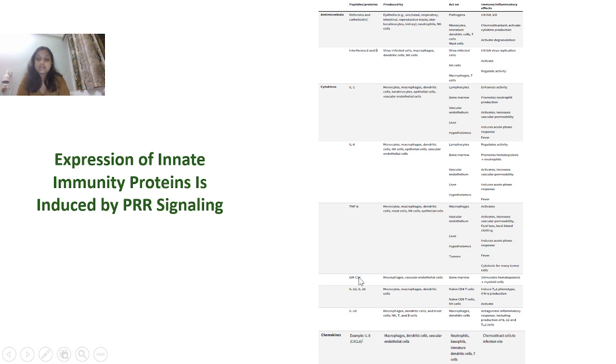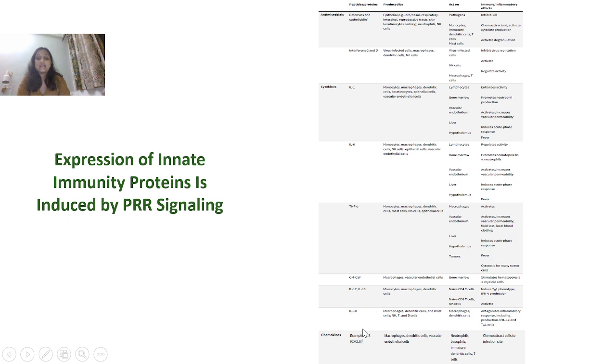Then GM-CSF is a granulocyte monocyte colony stimulating factor, which is produced by macrophages and vascular endothelial cells. They act on bone marrow, they can stimulate hematopoiesis, and they lead to the formation of the myeloid cells mainly. Then there is IL-12, IL-18, which are produced by monocytes, macrophages, dendritic cells. They act on naive CD4 and CD8 T cells as well as NK cells. They induce Th1 phenotype, IFN gamma production, and activate these NK cells.